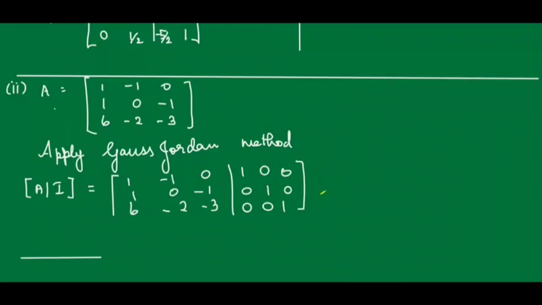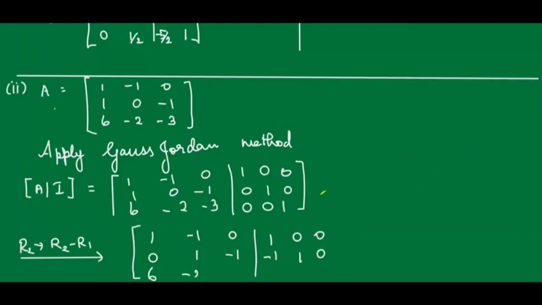So R2 we are changing to R2 minus R1. The first row will remain as it is. In the second row, 1 minus 1 is 0. 0 minus of minus 1 plus 1 is 1, 0 minus 1 is minus 1, 1 minus 0 is 1. The next element is 0 minus 1. The last row remains the same, 6, minus 2, minus 3, 0, 0 and 1.